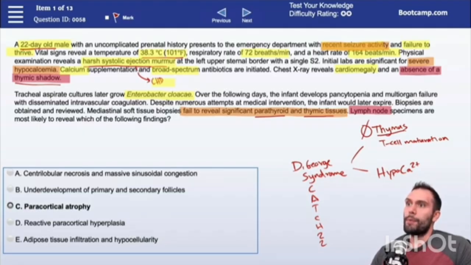The first thing is there's an absence of a thymic shadow on imaging. The child presents with hypocalcemia and seizures and some form of infection. And we also did mediastinal soft tissue biopsies where we're not seeing any parathyroid or thymic tissues. So this is actually very classic for DiGeorge syndrome. So let's walk through this.